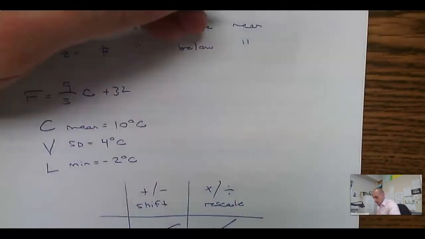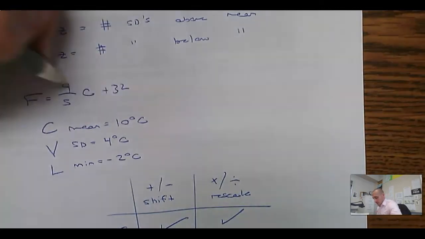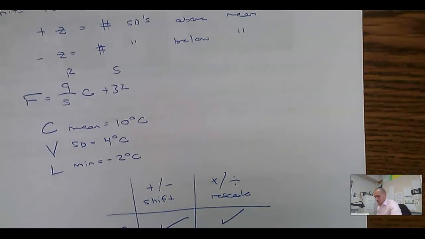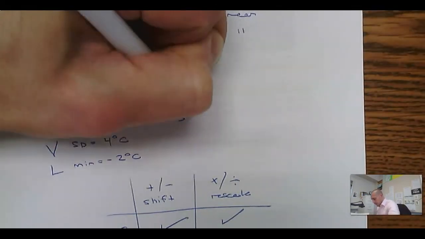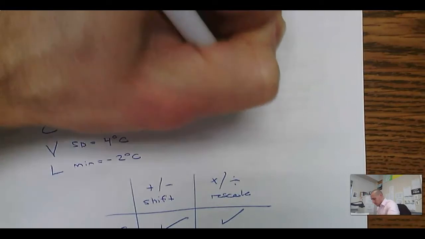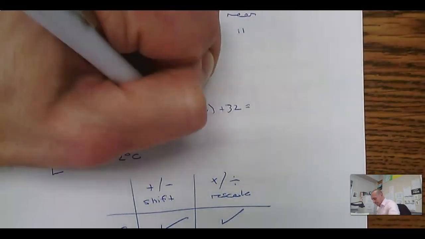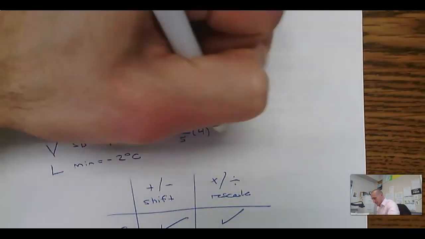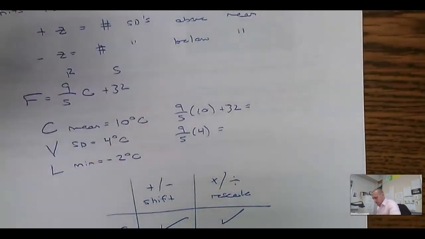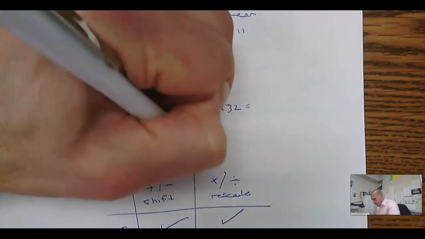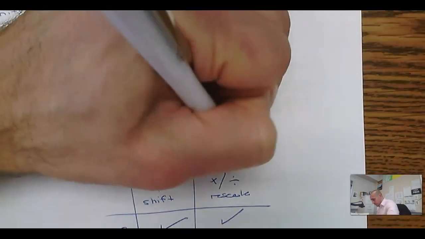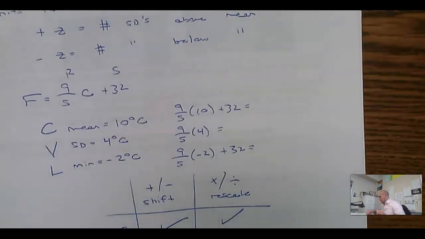So here goes. Our mean was 10 degrees Celsius. I'm multiplying by 9/5. That's a rescale. I'm adding 32. That's a shift. So my new mean would be 9/5 times 10 plus 32, whatever that equals. Standard deviation is a measure of variability, so it is affected by the rescale, but not the shift. Minimum is a measure of location, so that's affected by both the rescale and the shift. I don't care what these answers actually are. That's just the idea there.